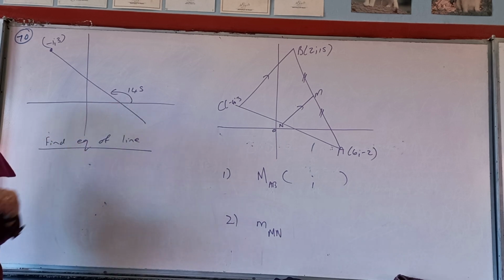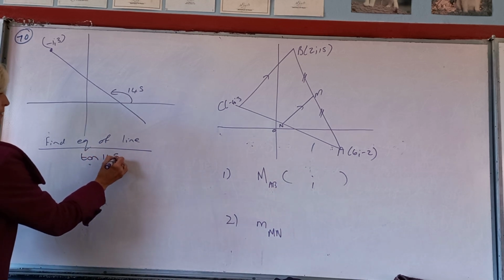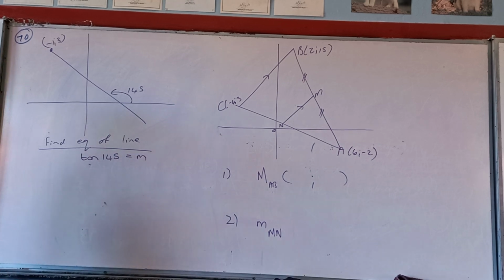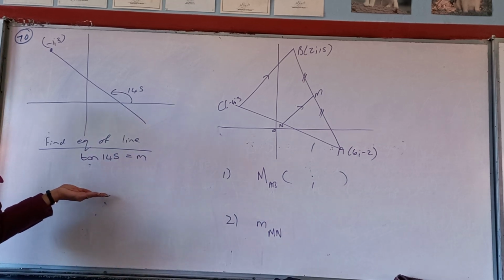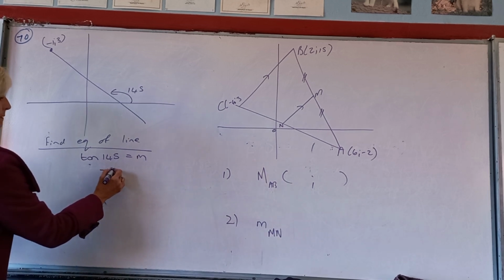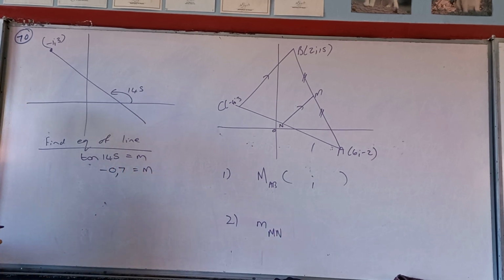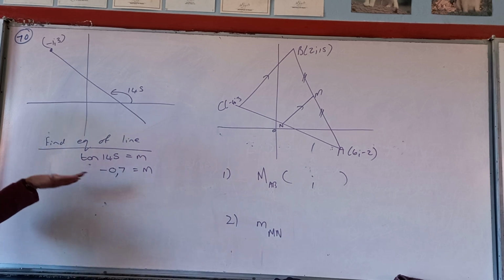Now if they give it to you, they're actually giving you the gradient. How do you get to the gradient? By saying tan of 145 equal to the gradient. How do you get that? Normal tan. And what's the answer, please? Negative 0.7. And it doesn't matter if they say 1 decimal, you go 1 decimal over here, that'll be fine because they never indicated anything.